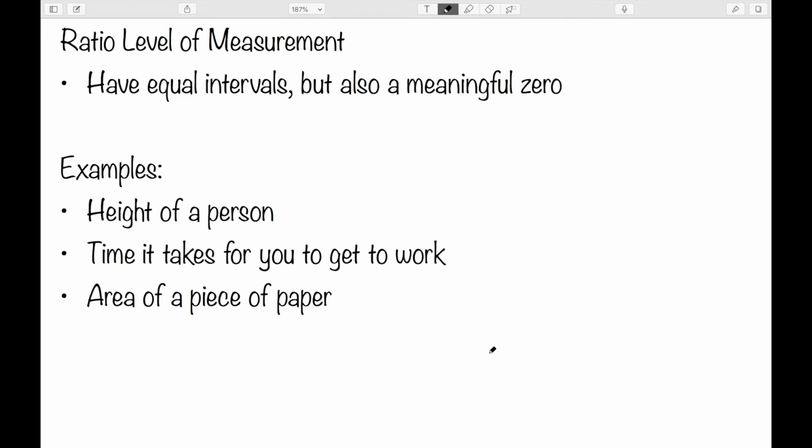All of these have equal intervals, just like the interval level of measurement, but they do have a meaningful 0. If the area of a piece of paper is 0, then it does not have any area. If the height of a person is 0, then there is no height. So this would be the idea of a meaningful 0.